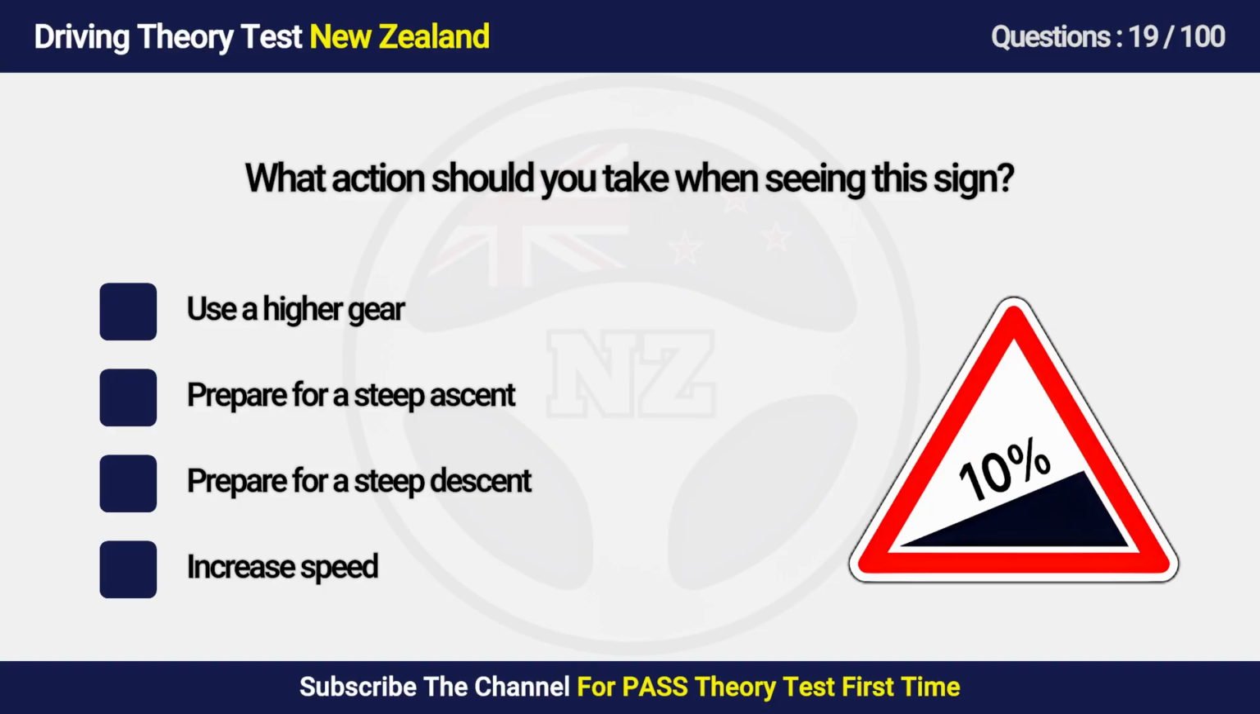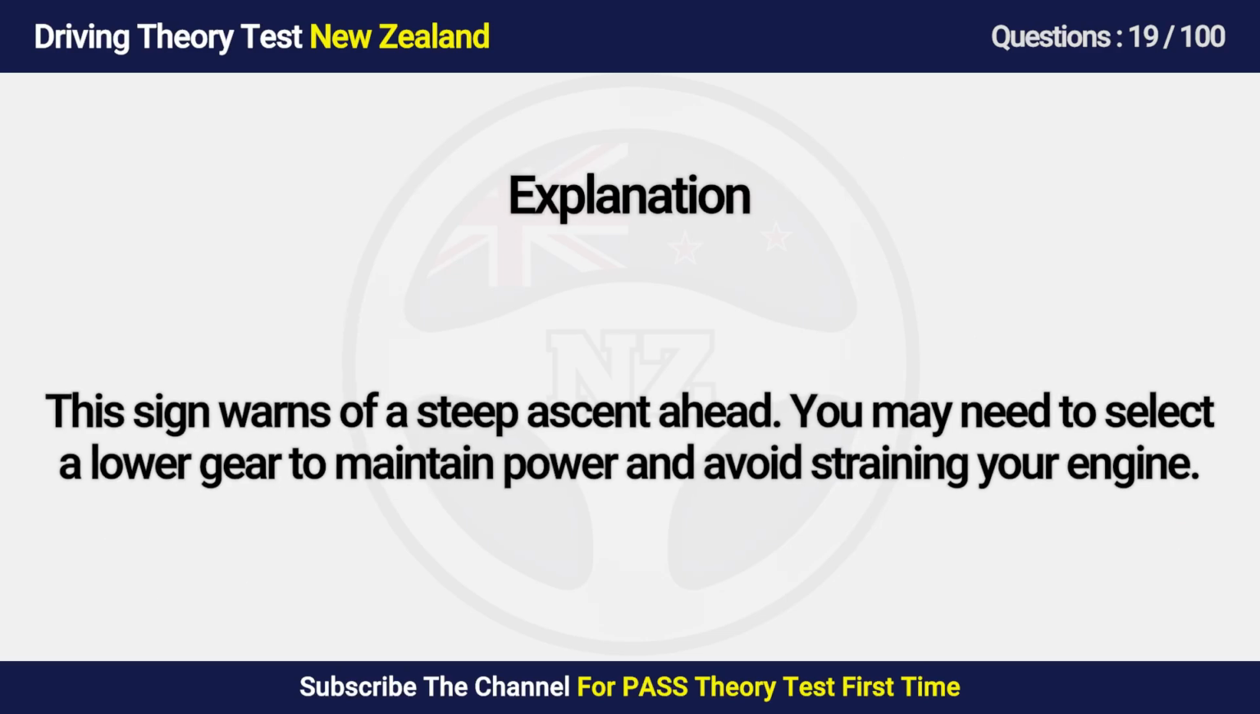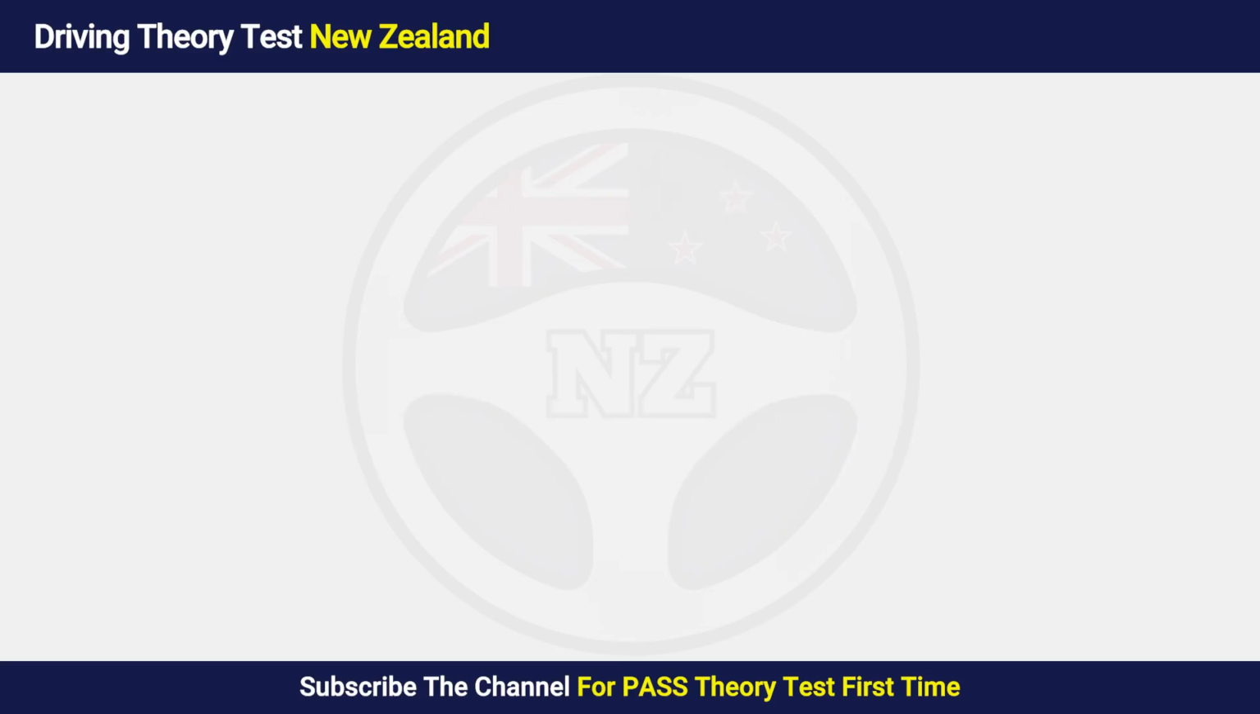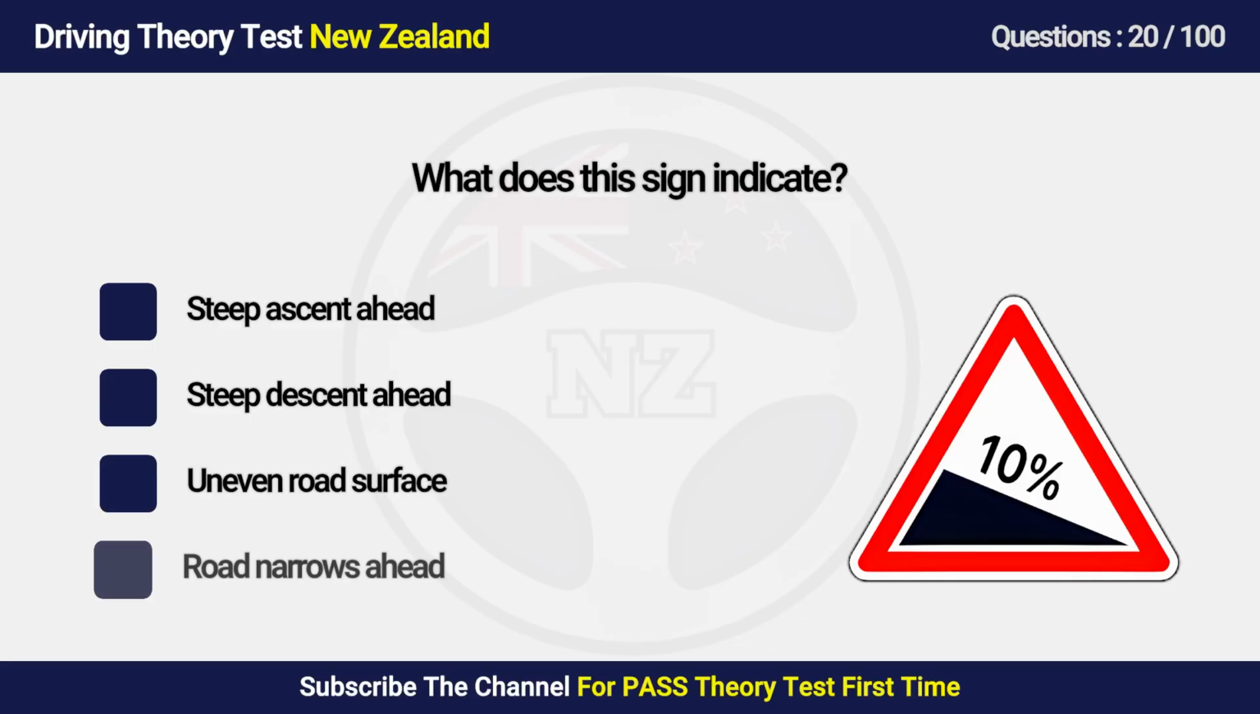A. Use a higher gear. B. Prepare for a steep ascent. C. Prepare for a steep descent. D. Increase speed. Answer is B. Prepare for a steep ascent. This sign warns of a steep ascent ahead. You may need to select a lower gear to maintain power and avoid straining your engine. Question 20. What does this sign indicate?